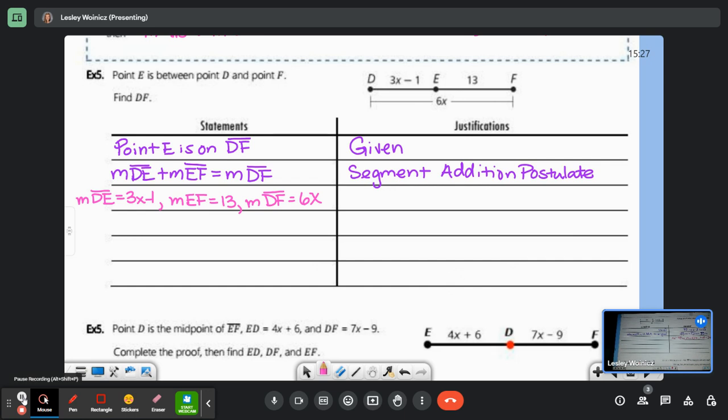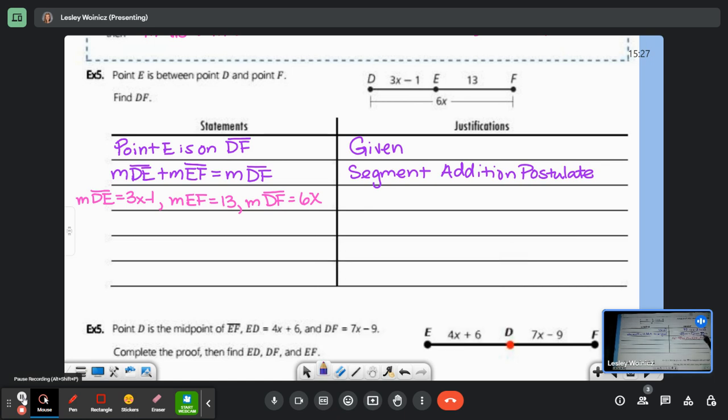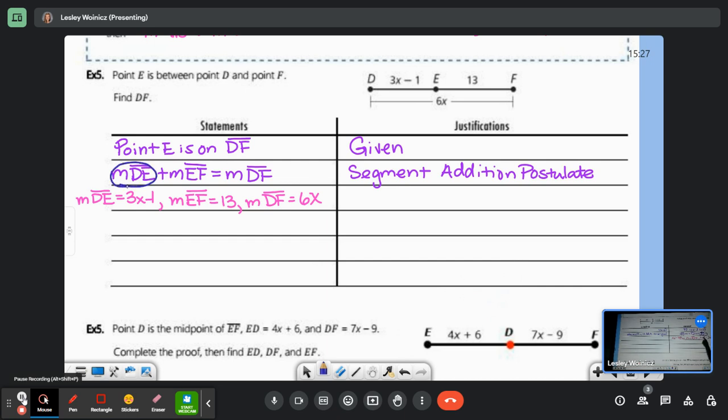And on the picture, we're given expressions that represent those measures. So the next thing we're going to do is make a cute little substitution. So wherever we see the measure of DE, you forgot to put it on EF. Thank you. Good catch. Wherever we see the measure of DE, we're going to put in this 3x minus 1. Everybody see what we're going to do? We're just going to plug them in. All right, here we go.